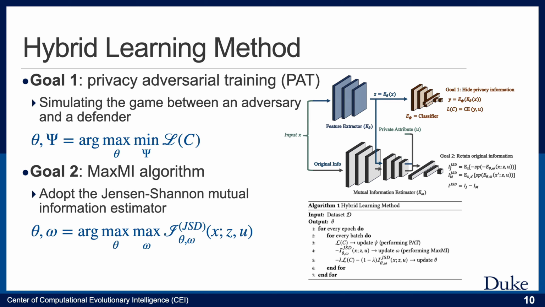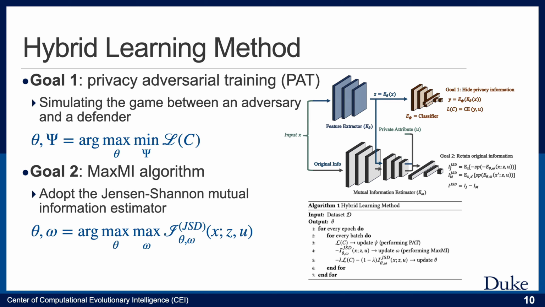The PAT algorithm is designed by simulating the game between an adversary who aims to infer private attributes from the extracted features and a defender who aims to protect user privacy. When we simulate an adversary who tries to enhance the accuracy of the adversary classifier as high as possible, the classifier needs to be optimized by minimizing the corresponding loss function. On the contrary, when defending against the private attribute leakage, we train the feature extractor in PAT that aims to degrade the performance of the classifier.